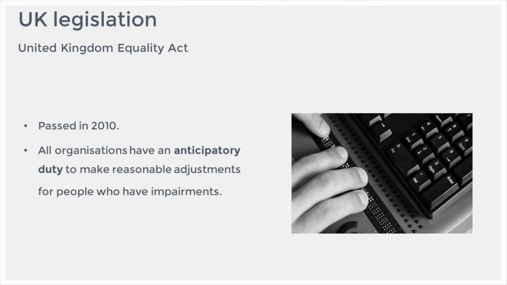The next piece of legislation that you need to be aware of is the UK Equality Act, which was passed in 2010. The significant thing to know about this legislation is the fact that all organisations have an anticipatory duty to make reasonable adjustments for people with impairments. In other words, it's not enough to wait until someone with an impairment tells us they have a requirement. We legally have to make sure that all of our resources, and again this includes e-learning resources, can meet the accessibility needs of all of our learners as standard.